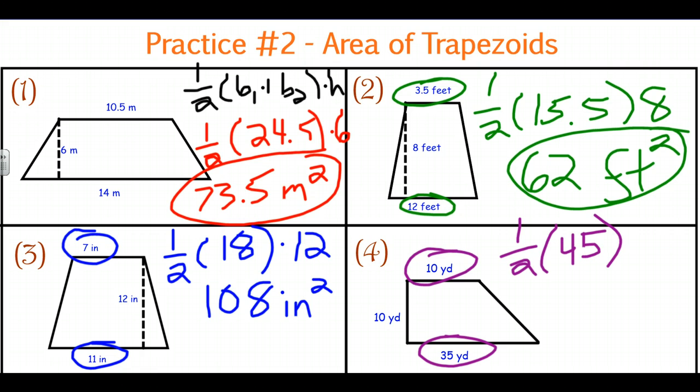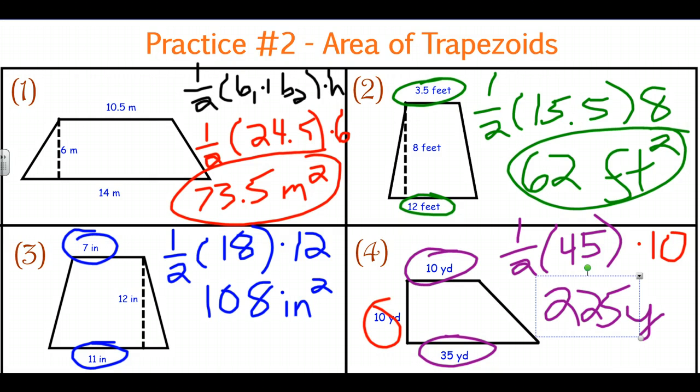And now we don't see a dotted line for the height, but because this side, the 10 yards, goes perpendicularly from base to base, 10 is actually our height here. And so we have all of that times 10. Now 45 times 10 is 450, divided by 2 is 225 square yards.